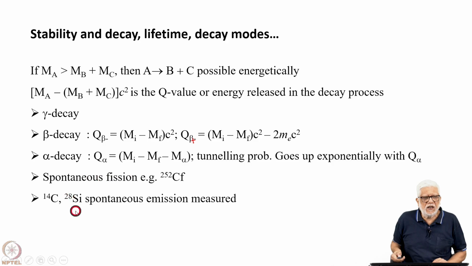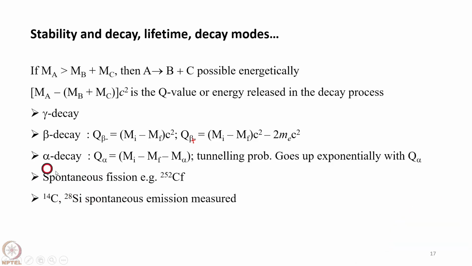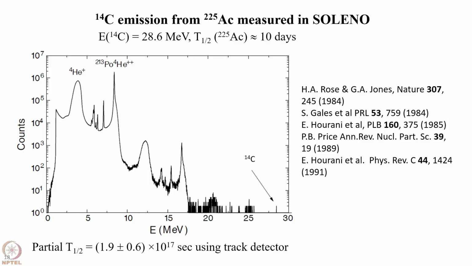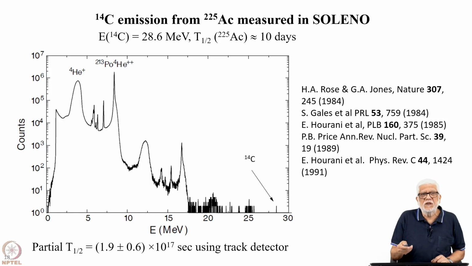And there are other very rare processes that can happen in a nucleus. You can have carbon 14 emission, silicon 28 emission spontaneously from a nucleus, and this has of course been observed. This is an example of that, carbon 14 emission from actinium 225, which has a half life of about 10 days, but we have seen carbon 14 emitted with about 28.6 MeV. Of course, this data shows just a couple of counts, 2-3 counts, and these are all the references that have attacked this problem.